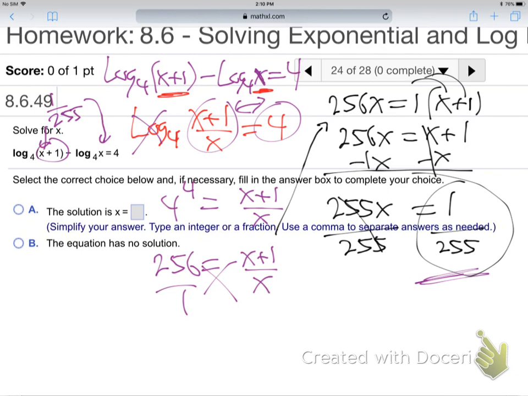Does that make sense? Let me run over that one again. So again, we had 2 logs from the beginning here. 2 logs became 1 log by the property, right? The subtraction becomes divide. If that had been a plus sign in the middle, it would have been x plus 1 times x. It would become multiply, right? Subtraction becomes divide, then lose the log. The base stays the base. Other 2 switch. Get to here. No log at all. Cross multiply and solve.